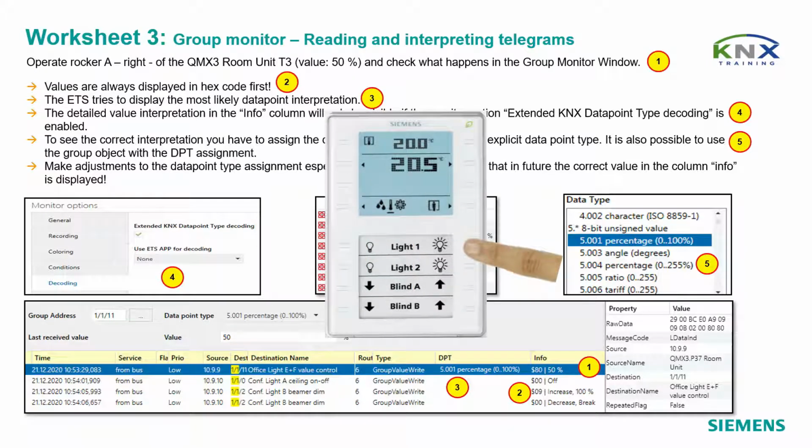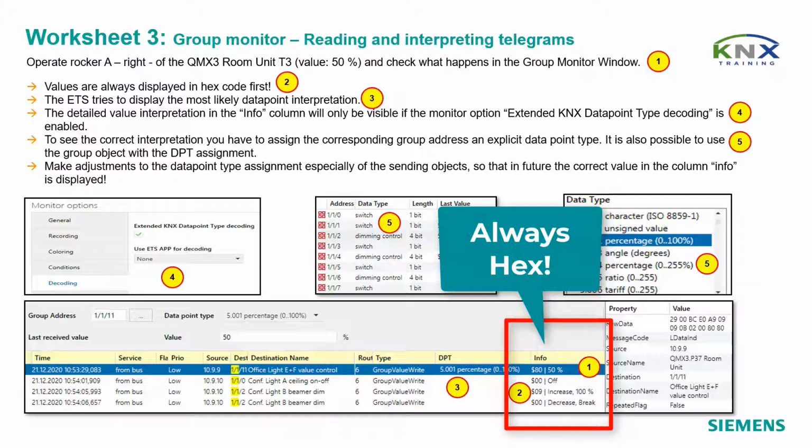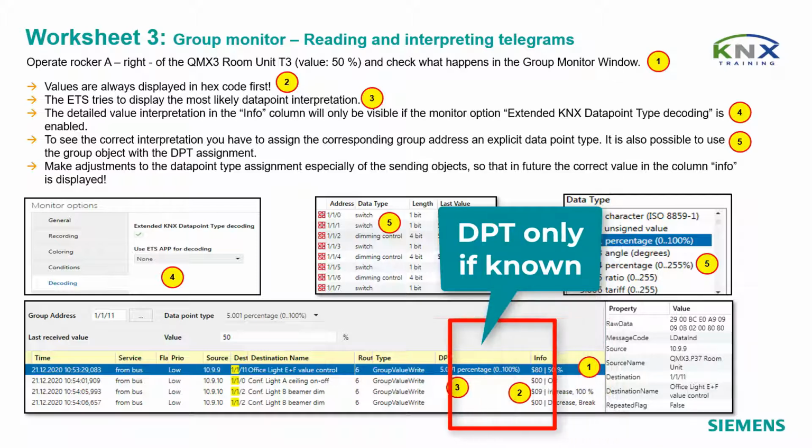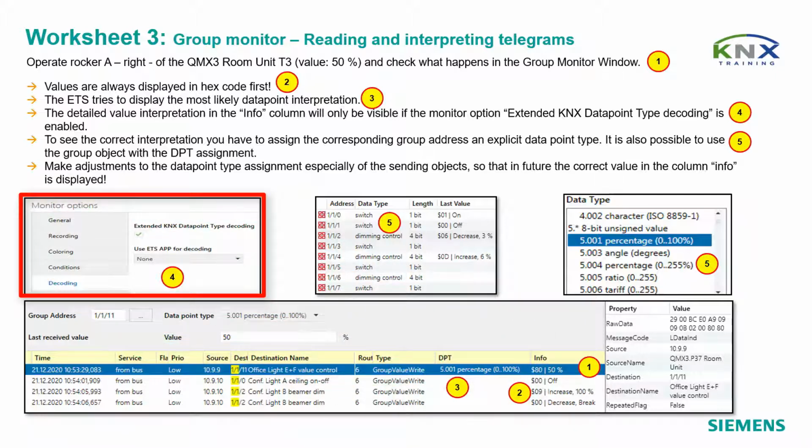Operate rocker A right of the QMX3 room unit, value 50%, and check what happens in the group monitor window. 1. 2. Values are always displayed in hex code first. 3. ETS tries to display the most likely data point interpretation. 4. The detailed value interpretation in the info column will only be visible if the monitor option Extended KNX data point type decoding is enabled.